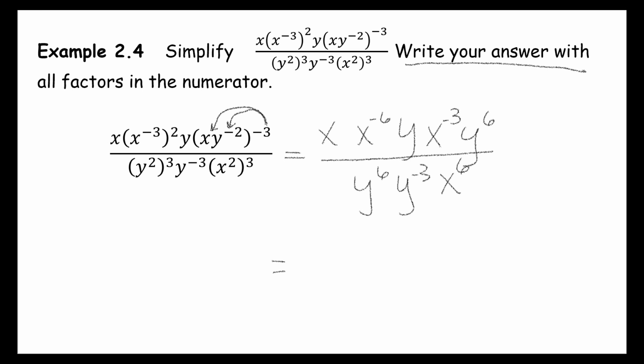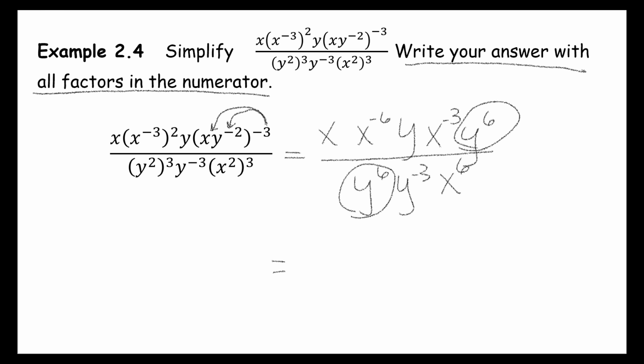This says write your answer with all factors in the numerator. So since I'm going to be putting everything in the numerator anyway, I can just go ahead and move everything up to the top by changing the sign on the exponents on the things in the denominator. But before I do that, just because y to the 6th is on the bottom and y to the 6th is on the top, those are exactly the same. Their exponents are the same. Their bases are the same. There's nothing different about them. There's not a negative in one and not in the other. They are exactly the same.